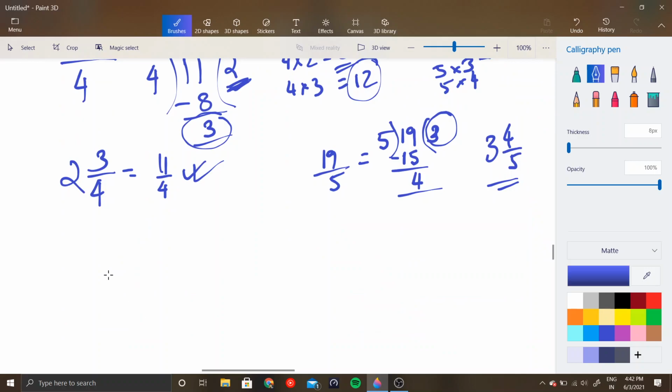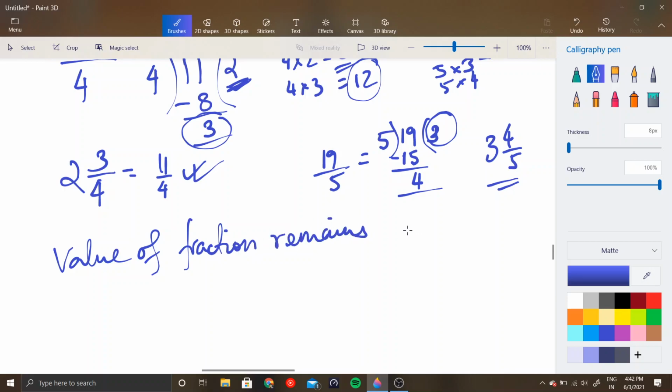One more thing that you need to remember is always the value of the fraction. I told this before as well. The value of the fraction remains unchanged.